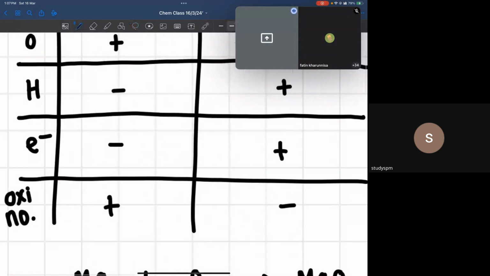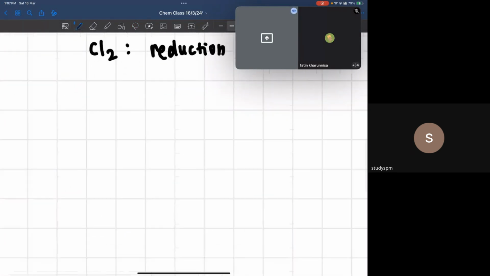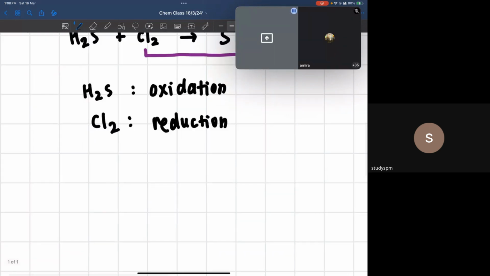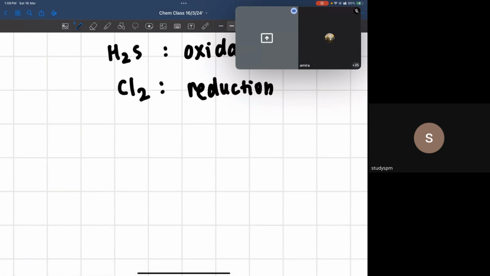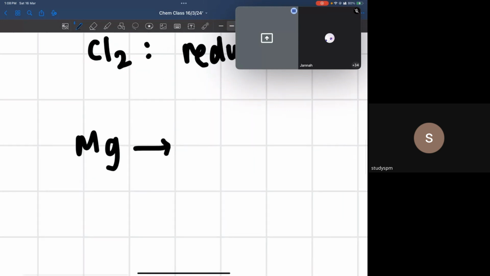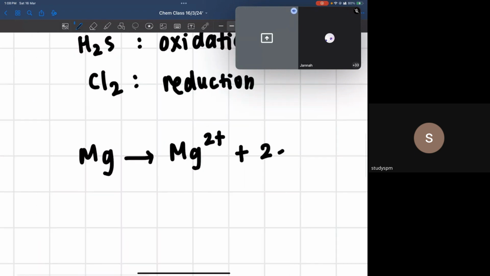And let us look at the electron part. In terms of electron, you guys know half equation, right? Okay, let's try to write the half equation for one of them, for magnesium, to make it a bit easier. So magnesium will donate electrons and become magnesium ion. This is a cation, and a cation doesn't accept electrons, it gives them. So magnesium donates electrons. Magnesium becomes magnesium ion plus 2 electrons.